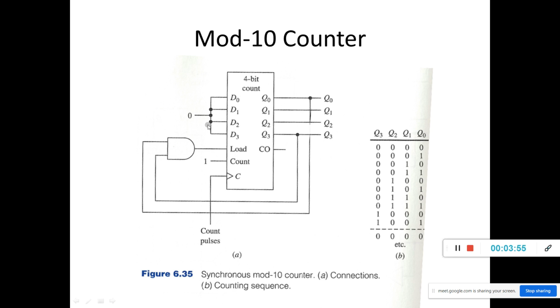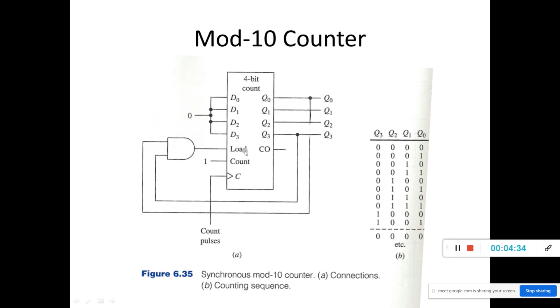When will it be loaded? On the positive edge occurrence of the clock. On these count pulses on the positive edge, the D0 to D3 inputs will be loaded with 0. Upon the occurrence of the positive edge of the clock, it will go to the next state. So totally how many states are there? 10 states are there. State 0, state 1, state 2, state 3 up till state 9. State 0 to state 9, totally they are 10 states. So the counter is having different distinct 10 states. Hence it is known as mod 10 counter.